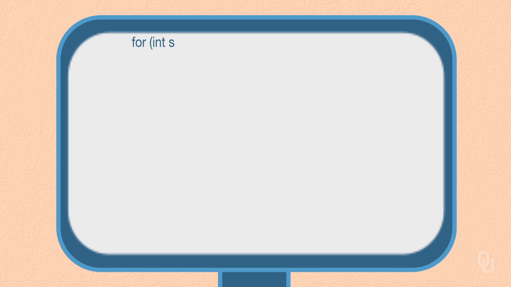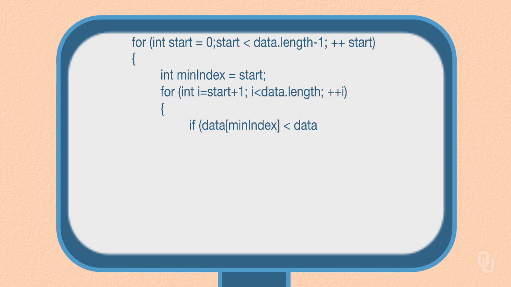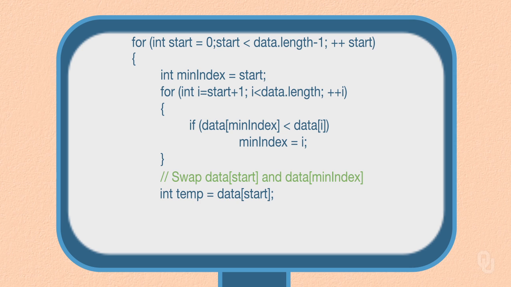for (int start = 0; start < data.length - 1; ++start) { int minIndex = start; for (int i = start + 1; i < data.length; ++i) if (data[minIndex] < data[i]) minIndex = i. Now we're going to swap our data.